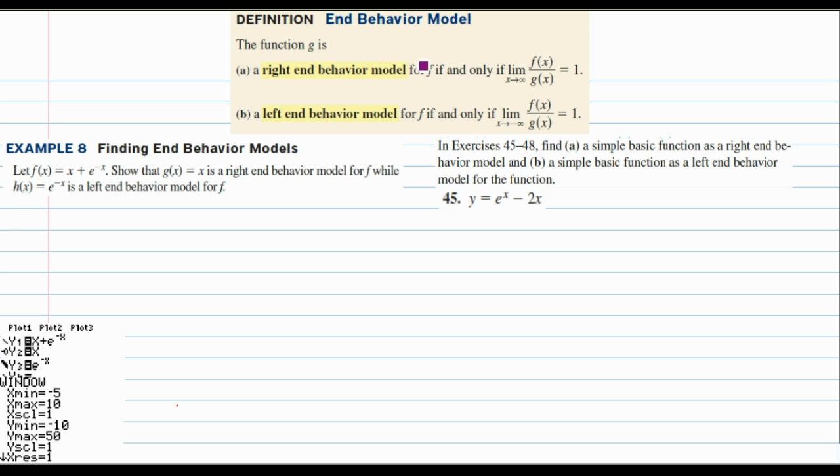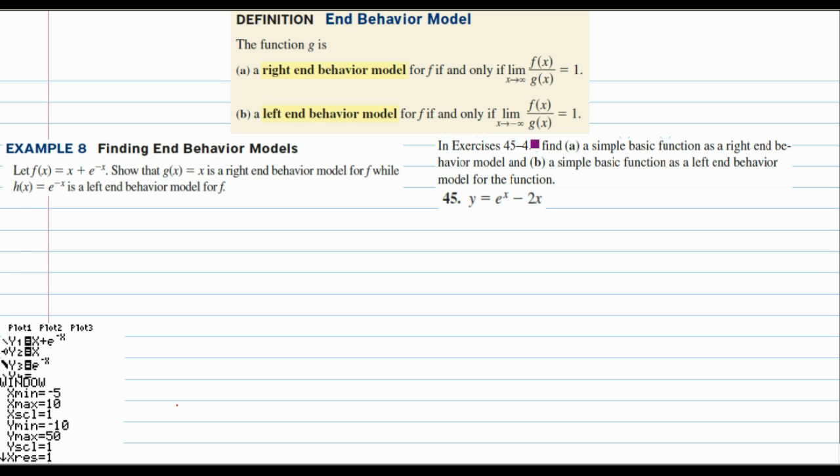A right end behavior model for a function occurs if and only if the limit as x approaches infinity, so off to the right, hence right end behavior model, of that function divided by the end behavior model equals 1. See, the thing is, if their y values are getting very close to being the same, then when you divide them, they should be getting very close to 1, because a number divided by the same number is 1. And then the same would occur as a left end behavior model as x approaches negative infinity.